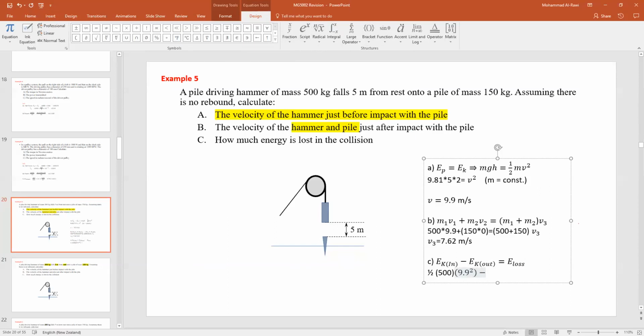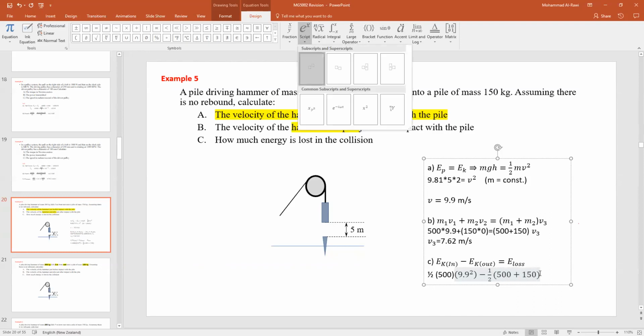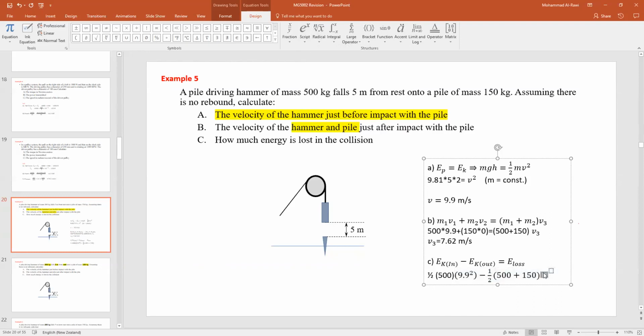The energy we lost was the energy just after the impact with the pile. So again, that will be half, so 1/2. Now, what's the total mass we say? It's 500 plus the 150, because it's the mass of the hammer plus the mass of the pile, multiplied by what? We will multiply that by the velocity after the impact, which is V3, which is 7.62 squared, equals, if you solve that, it should give you E loss.